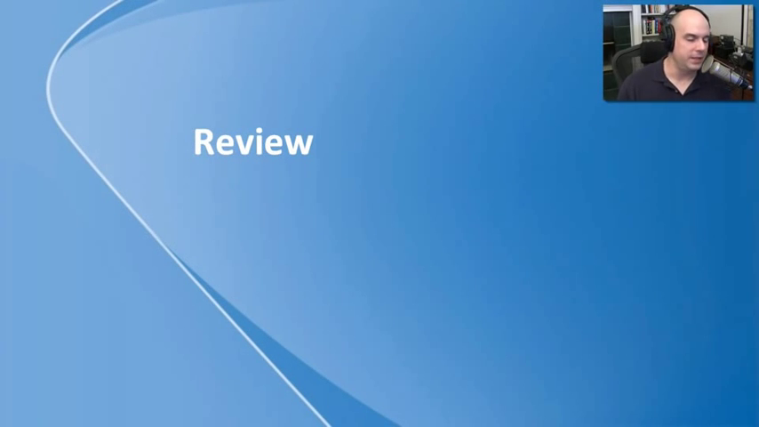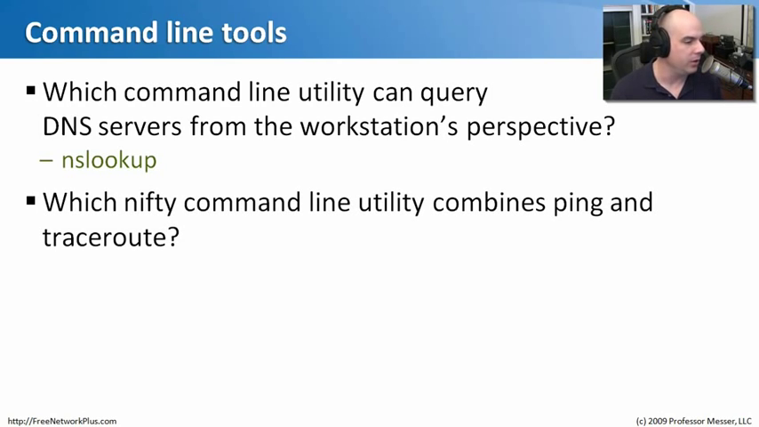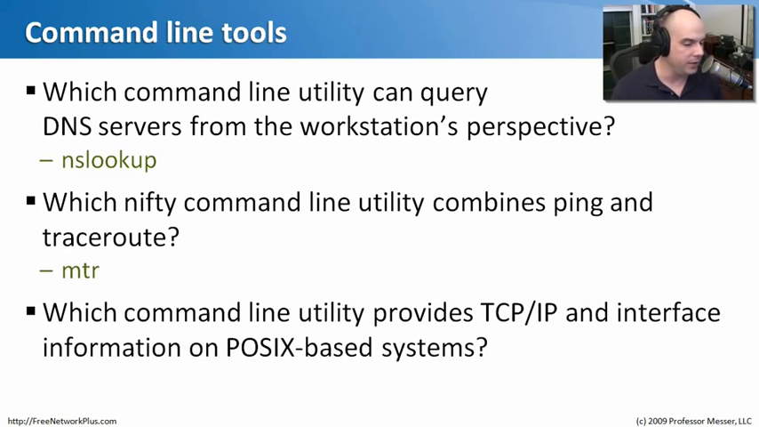Let's see what we've learned with some of these command line options. Our first question is, what command line utility can query DNS servers from the workstation's perspective? There were two DNS commands we used, but one of them was really what the workstation saw. Do we remember what that was? Nslookup. That's our answer. Second question, which nifty command line utility combines ping and traceroute? That was a nifty utility, wasn't it? And its name is MTR. And the last question, which command line utility provides TCP/IP and interface information on POSIX-based systems? Which one was that? It was ifconfig, so that we can see exactly how that machine's configured.